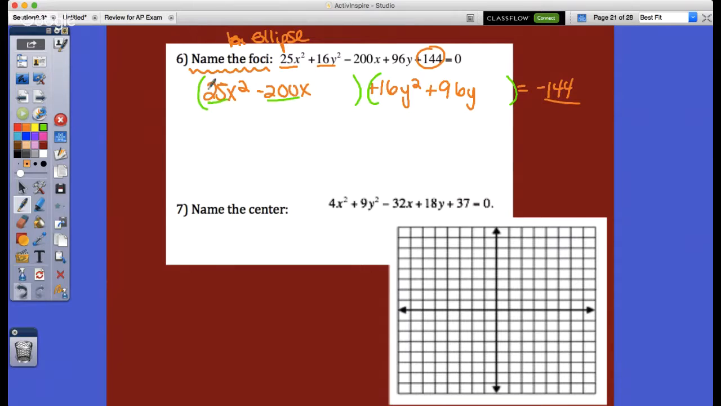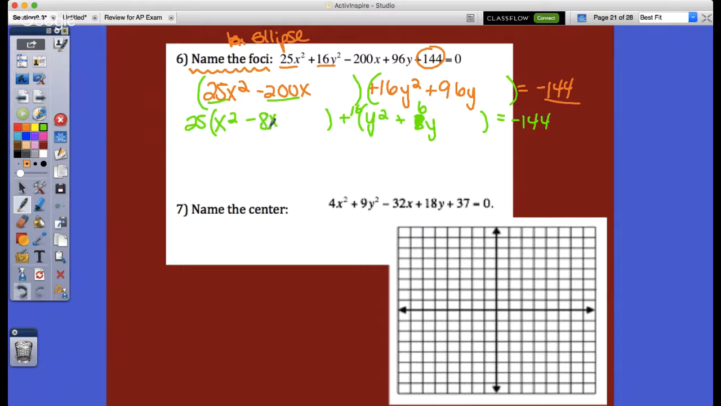Well, because the 25 can go into both of these, we can take that out first to make 25 parentheses x squared minus 8x, and then we can close it. Same holds true for the 16y squared. When I pull out a 16, I am left with y squared plus 3y is what we get, and that equals negative 144. Now, actually I think I was off on that. I think this is 6y. That's my fault. That's going to be much easier.